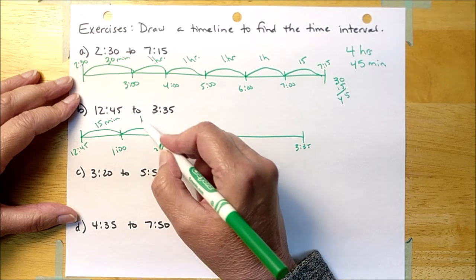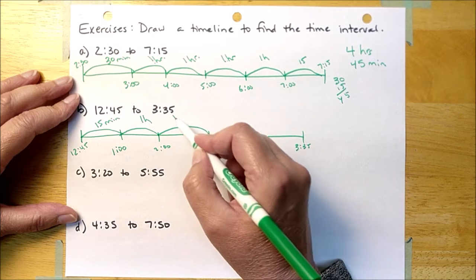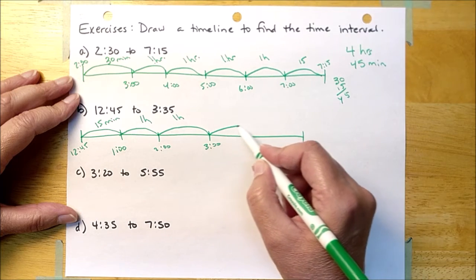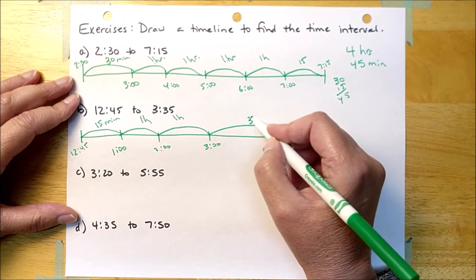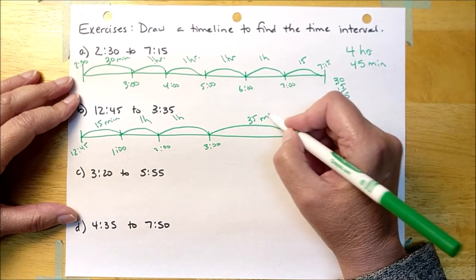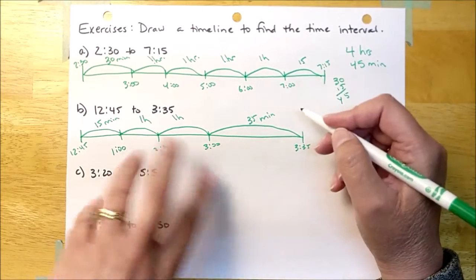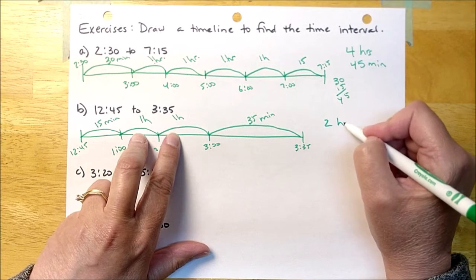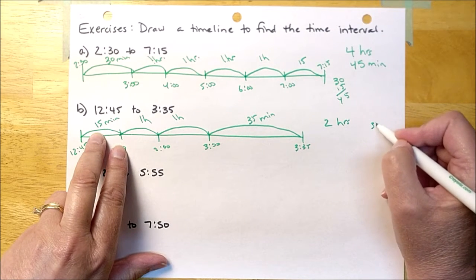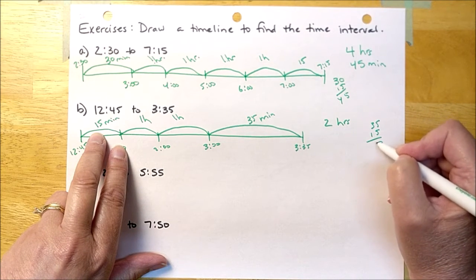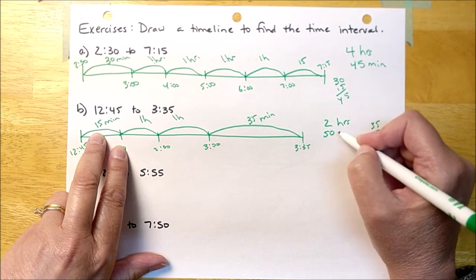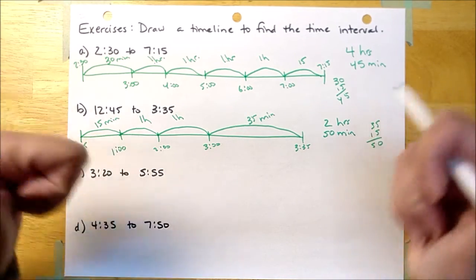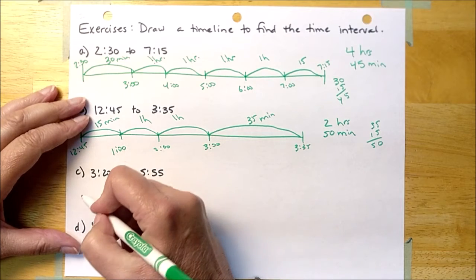This is 1 hour. This is 1 hour. And this is 35 minutes. That sure didn't work out very well. That's okay. So now I have 2 hours. And if I add my minutes together, 35 and 15, I come up with 2 hours and 50 minutes. Way to go. I hope you got that as well.